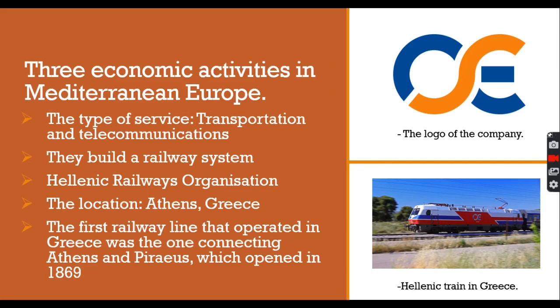So the Hellenic Railways Organization is located in Athens, Greece. The first railway line that operated in Greece was the one connecting Athens and Piraeus, which opened in 1869. So this is the Hellenic Railways Organization logo, and this is the Hellenic train in Greece. That's all.